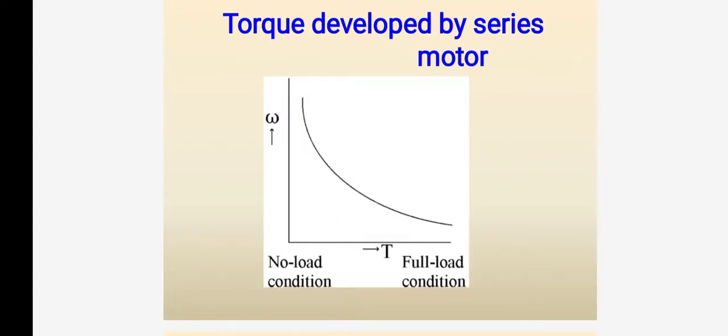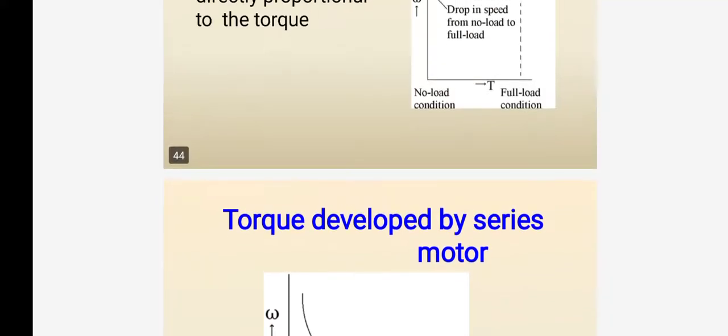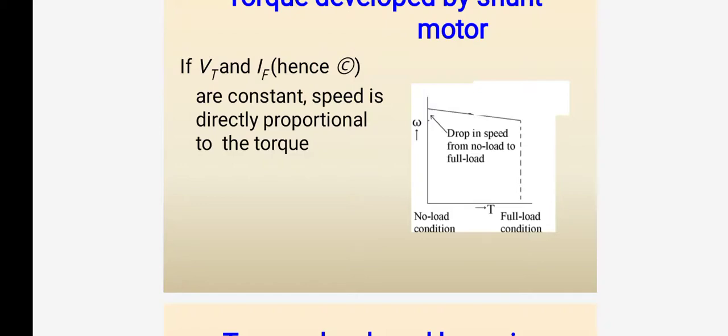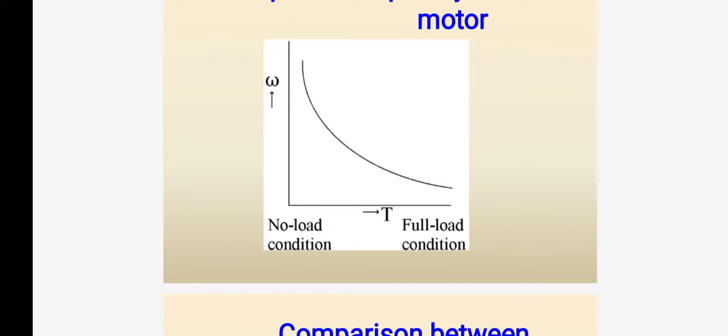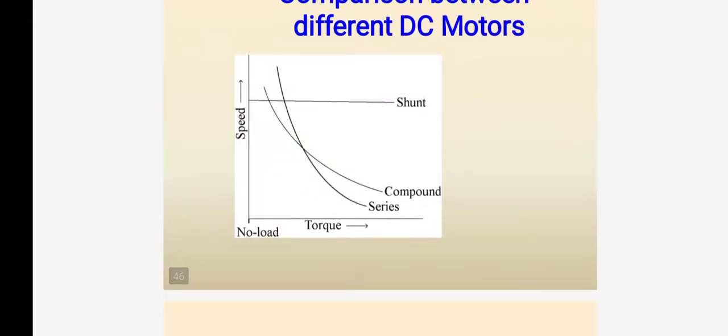So the torque developed by the series motor: in the previous diagram you could see the torque varying linearly, but here in the series motor the torque shows an exponential variation with the speed. Similarly, in the comparison between different DC motors, shunt is constant, compound and series show an exponential waveform of speed with the torque.